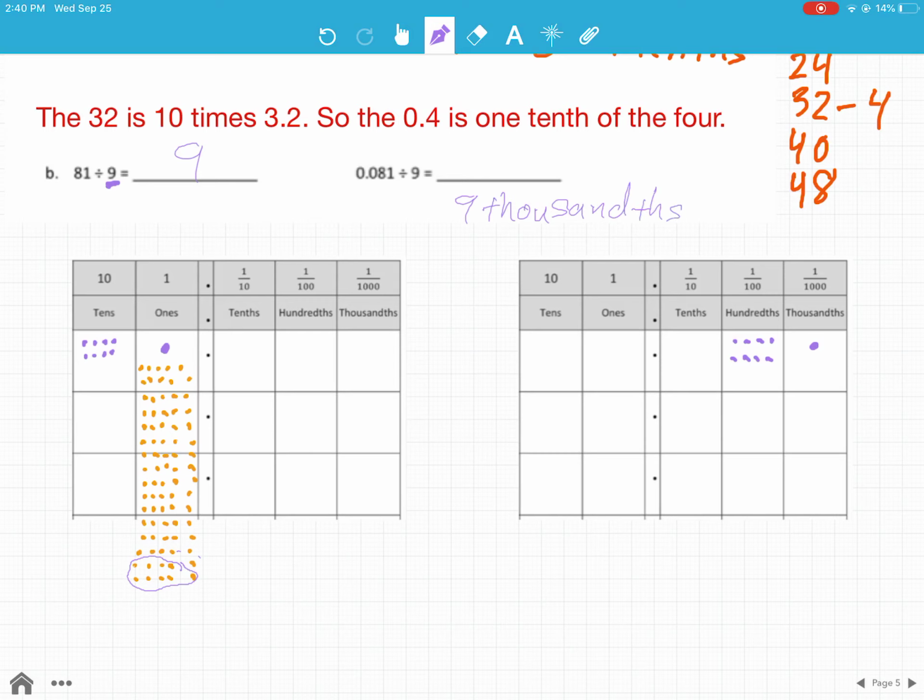Okay? But you get the idea, hopefully. I'm just going to go ahead and do it the way I was going to originally do it. I'm just taking 9 of each group. Okay, and if I combine this one with all the ones that are left, that would be another group. So that's 9 groups.